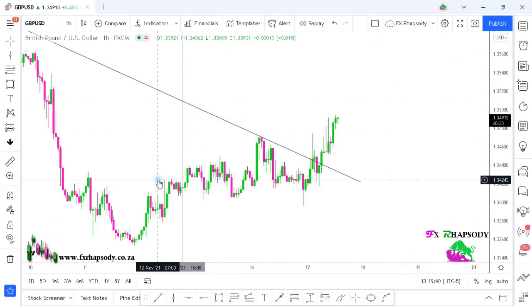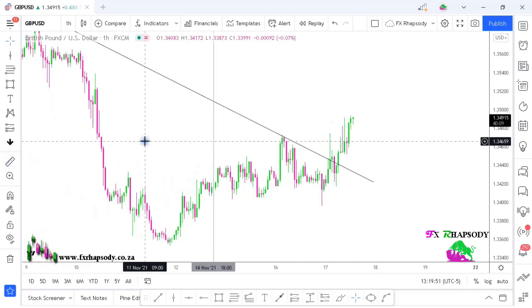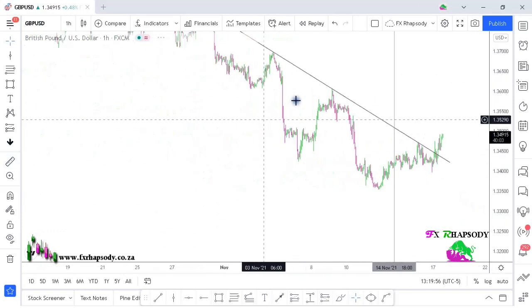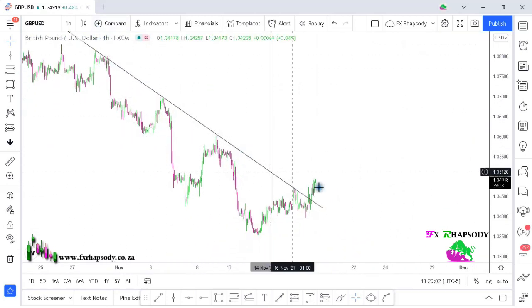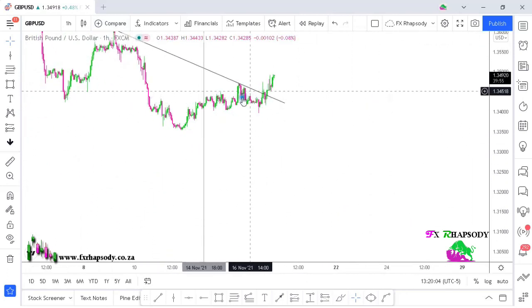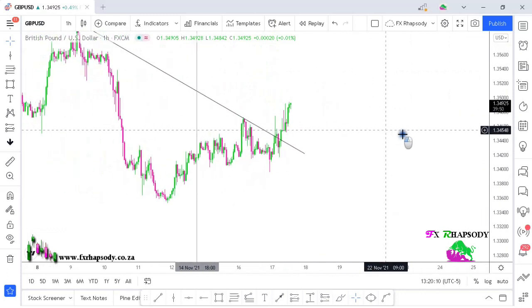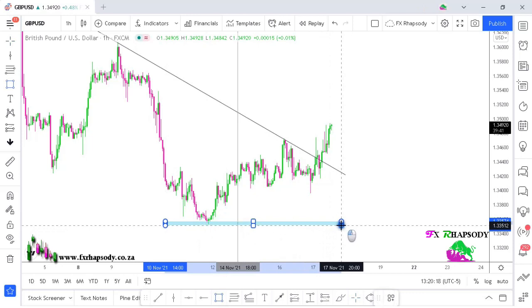Now, when I did my analysis over the weekend on the British pound US dollar, this is the one we're starting at. I'm just going to scroll out a little bit more. I was pointing out that we had this downward trend line, and I was saying that price might go up and touch that trend line again and maybe break it, maybe not. I also highlighted a couple of key areas. The first obvious one was the bottom, where price turned.